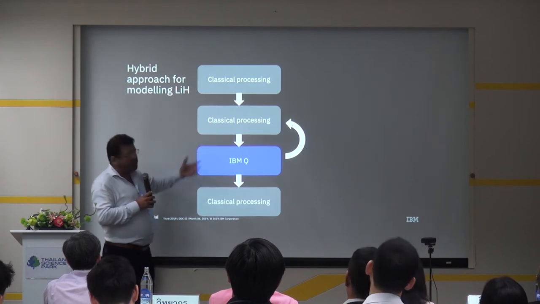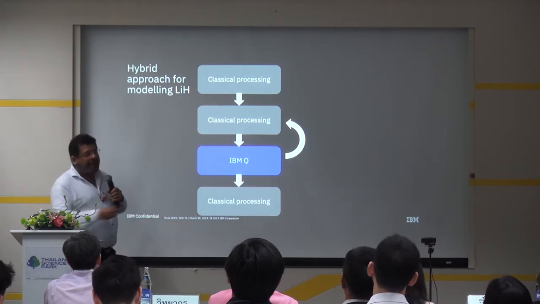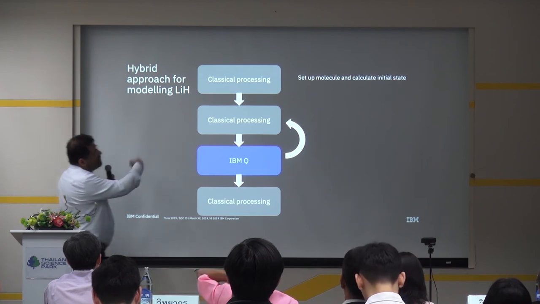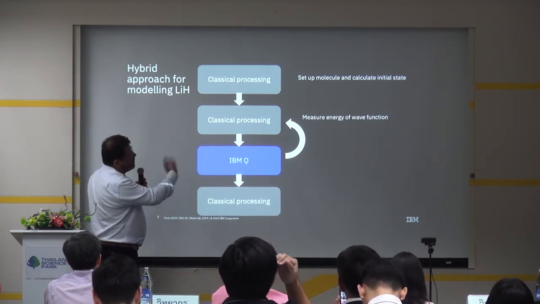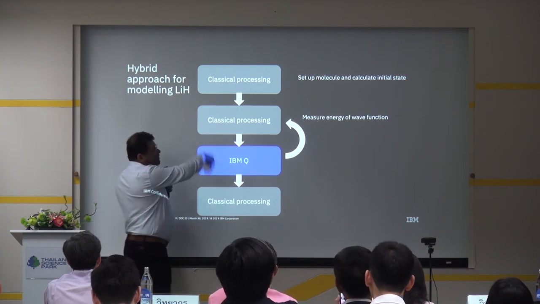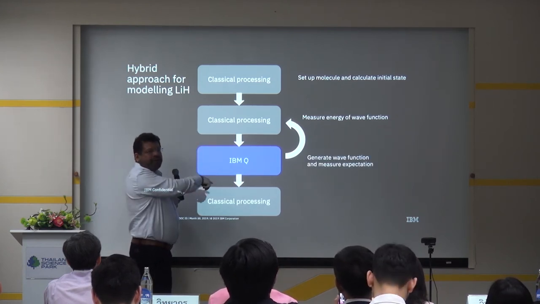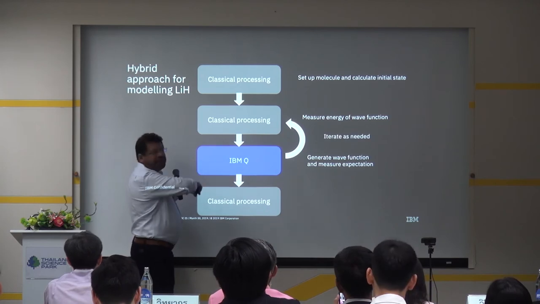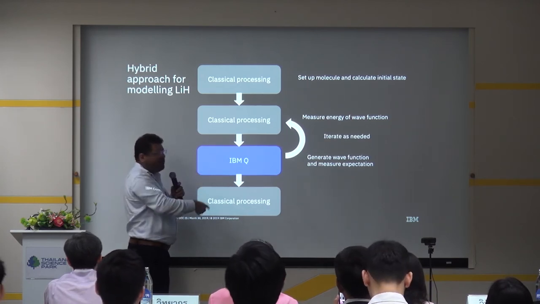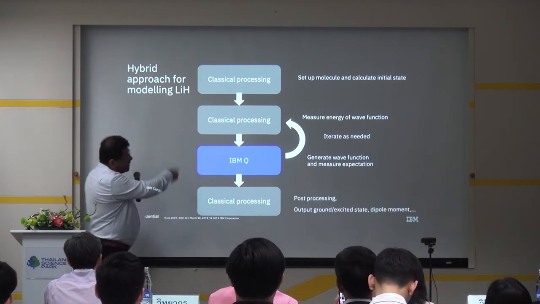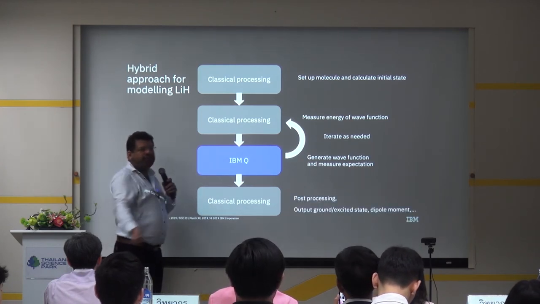So the idea is to make it a hybrid, right? You get your classical systems. For example, this one is for modeling lithium hydrogen. You set up a molecule, you can measure energy and wave function, and then you send that information down to the quantum computer to calculate some pieces. You can iterate as much as you want. If you're going through a loop but you want different data, you can run those pieces off, and once it's done, it brings you back, and then you do some post-processing.